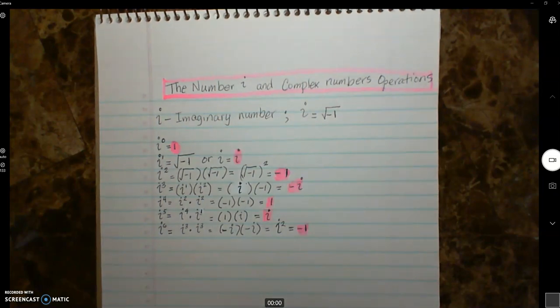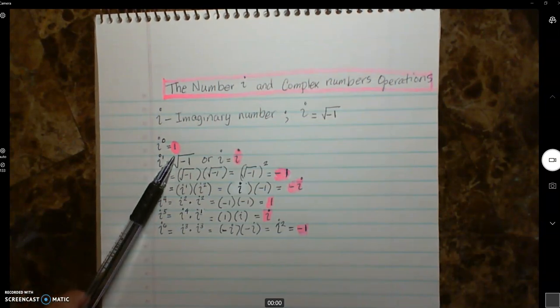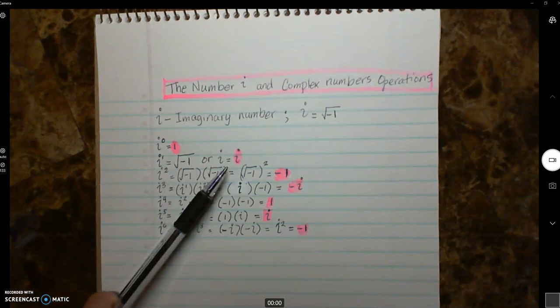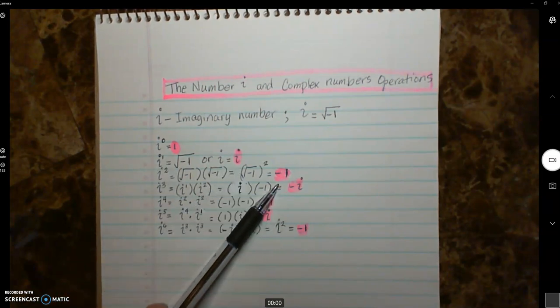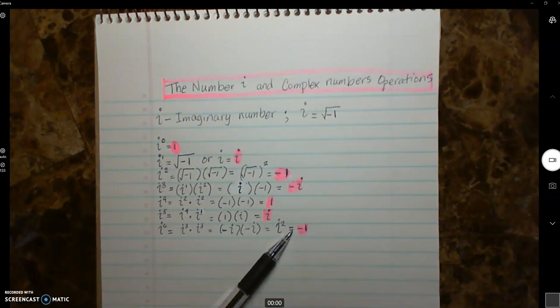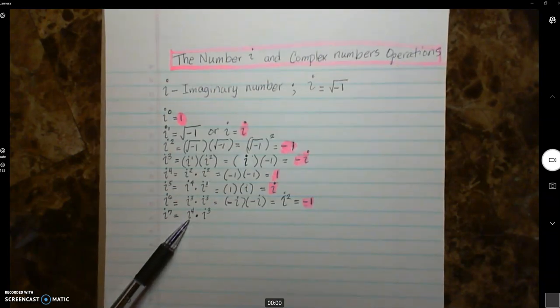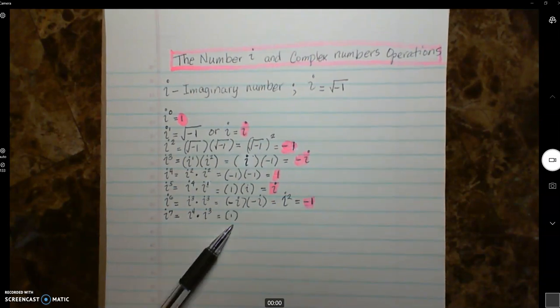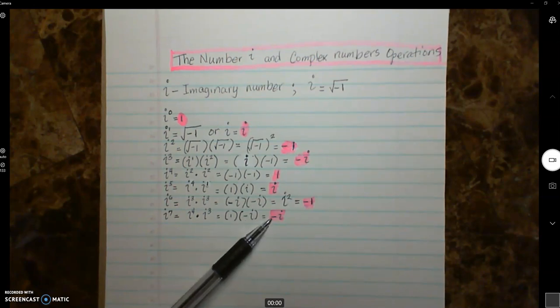At this point, I have emphasized a couple of things for you so that you can figure out a pattern. Right here is 1, and then an i, a -1, a -i, 1 again, an i again, a -1. Therefore, our i to the 7th is going to have a -i right here. For our i to the 7th, I am just going to use i to the 4th times i to the 3rd. i to the 4th is 1, i to the 3rd is -i, so 1 times -i is -i.